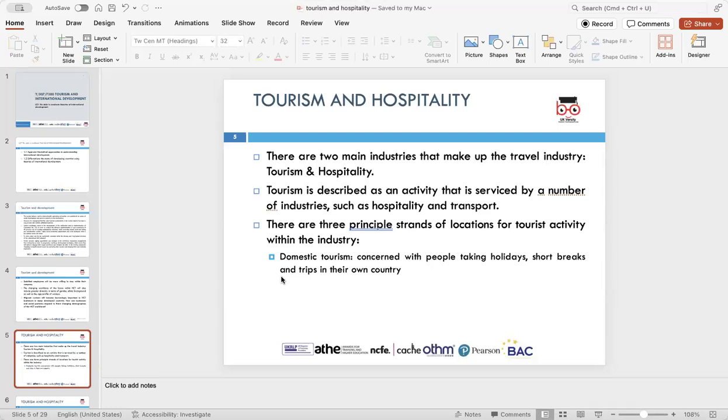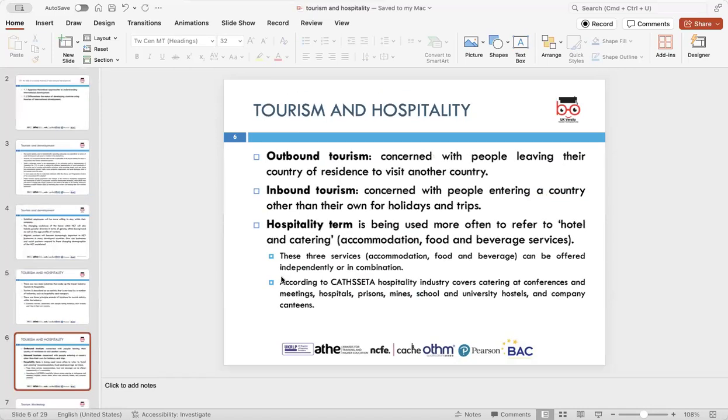Hospitality often refers to services such as accommodation, food, and beverages, which are either provided separately or together. In tourism, three main activities, as I said, are commonly referred to: inbound, outbound, and domestic tourism. A commonly used term represents the services of accommodation, food, and beverages, which may be provided independently or combined.